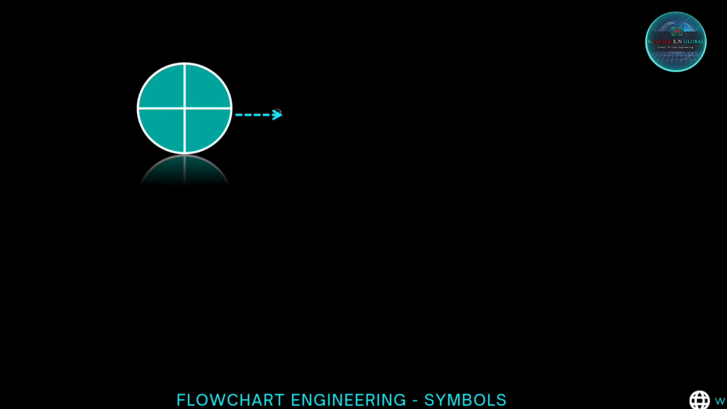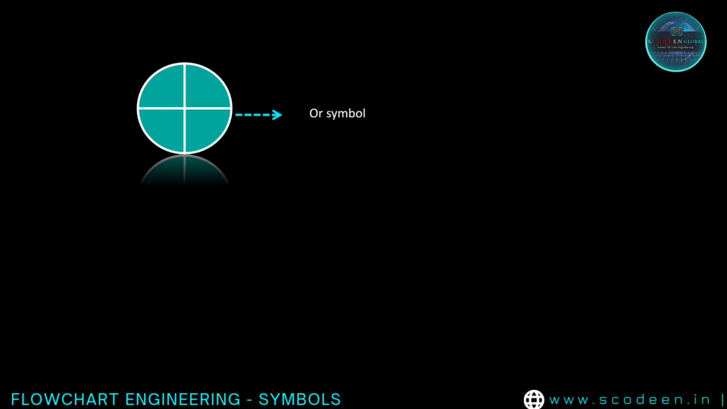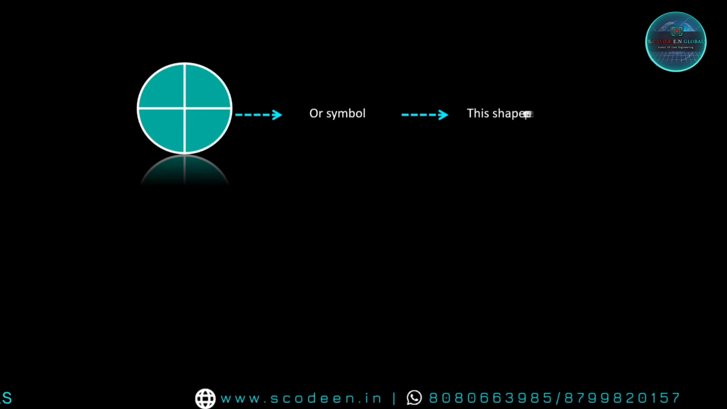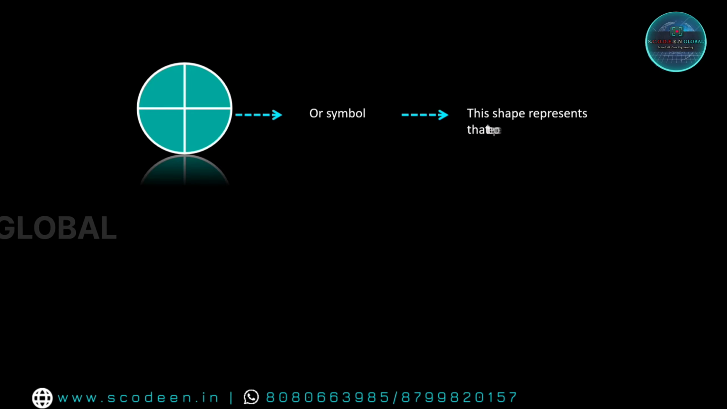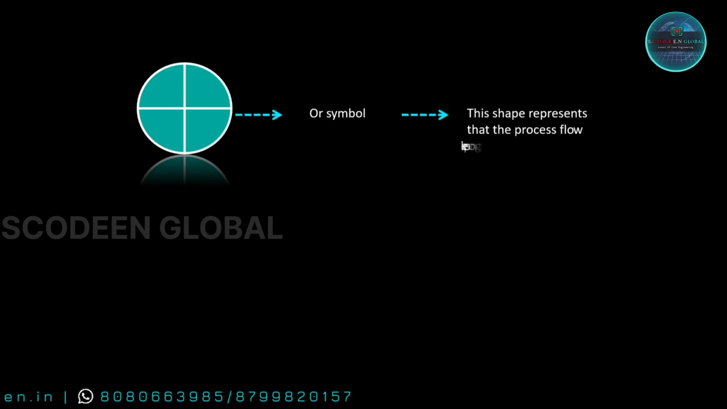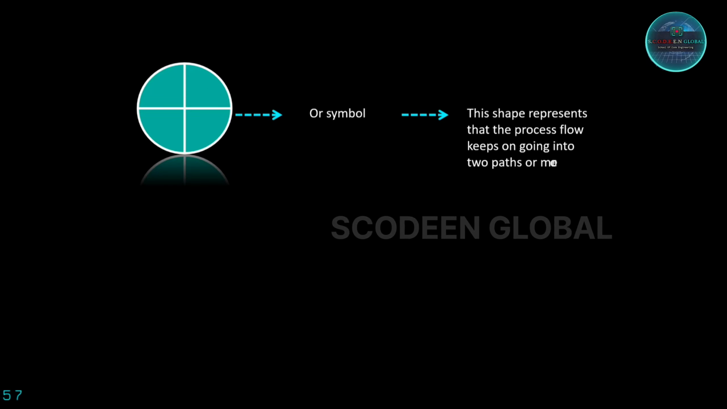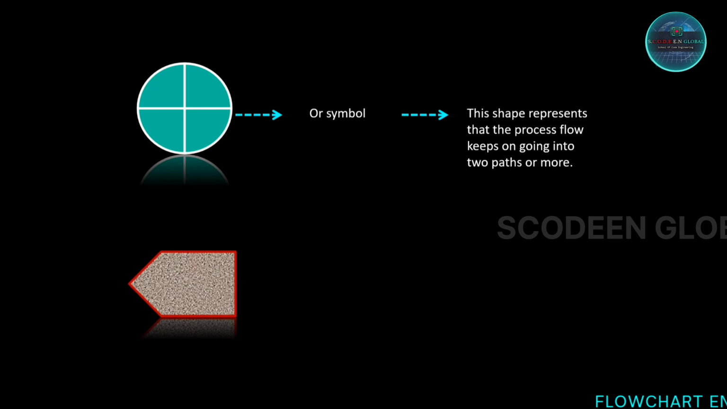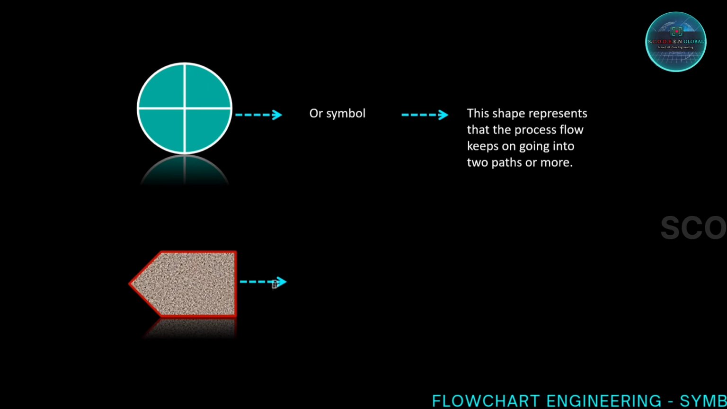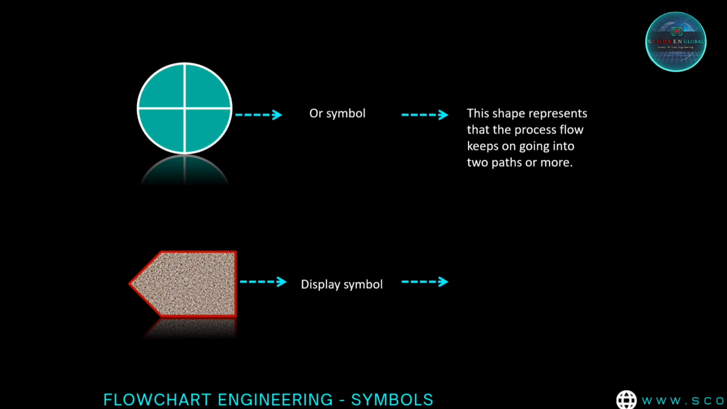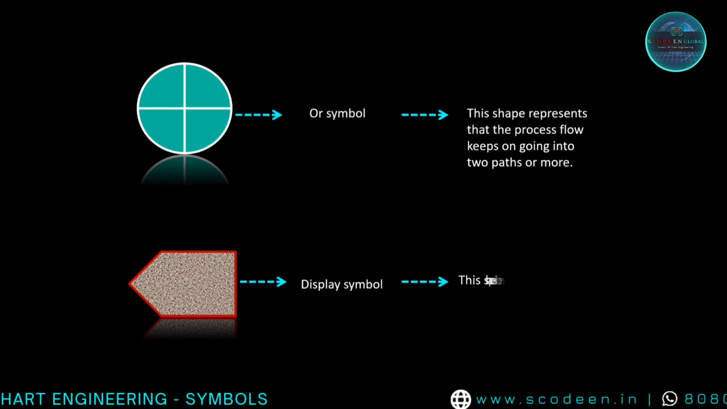This shape represents the or symbol. This describes that the process flow continues along two paths or more. This next shape is useful to indicate where information will get displayed within a process flow.